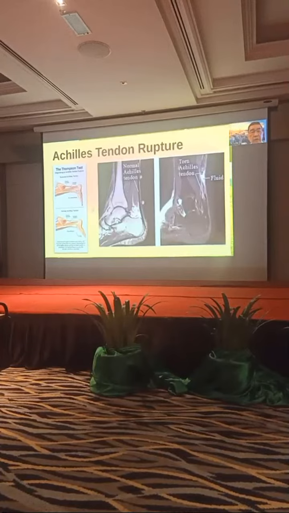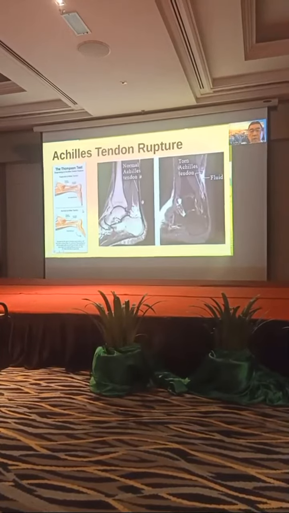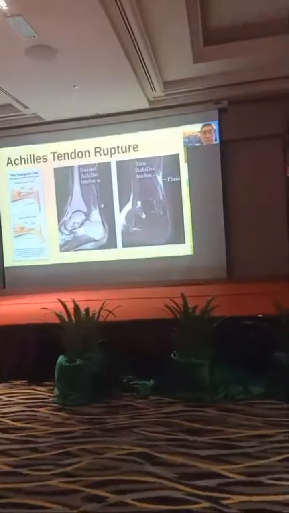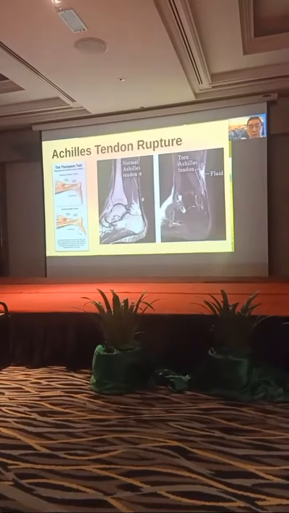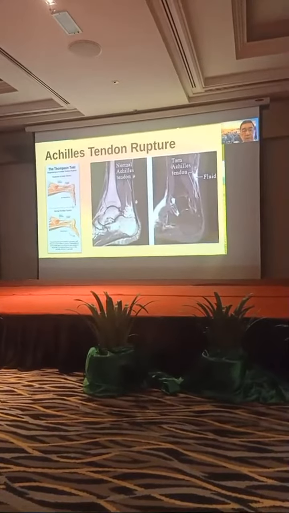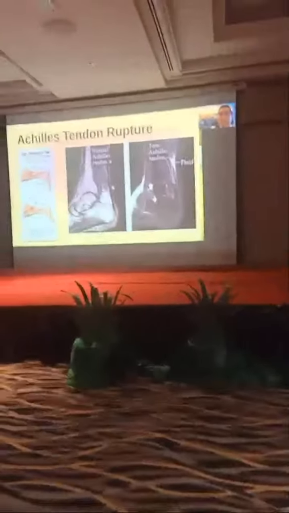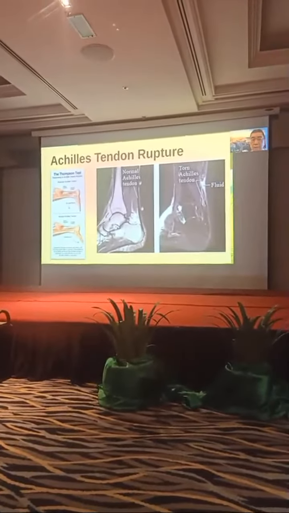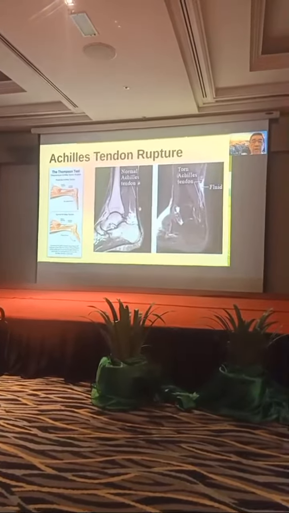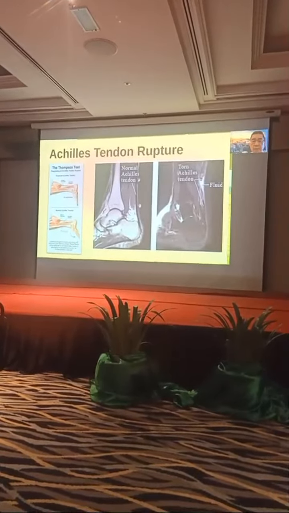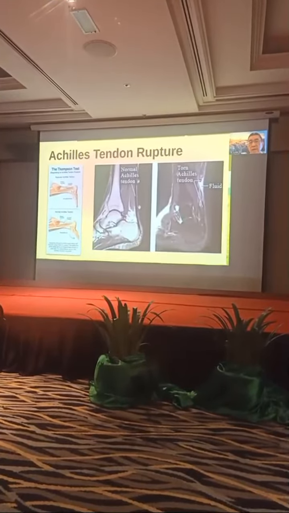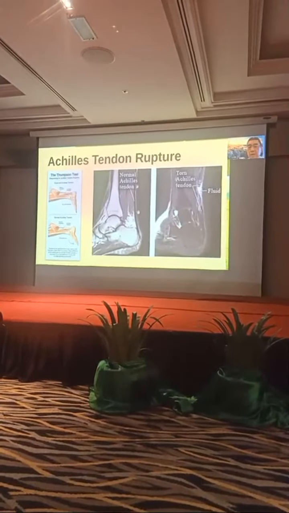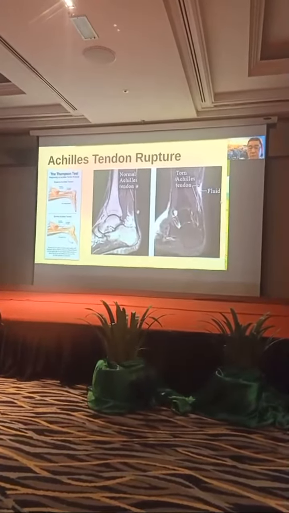In the old days, before MRIs were widely available, we were taught to do what's called the Thompson test. By squeezing the calf muscle, you will cause the Achilles tendon to contract, and if you see plantar flexion of the foot, you know that the Achilles tendon is intact. But if there is absence of plantar flexion of the foot, then you are very sure that the Achilles tendon has been ruptured. Of course, nowadays things are much easier, and with an MRI scan, as you can see here, it clearly shows that the Achilles tendon has ruptured.